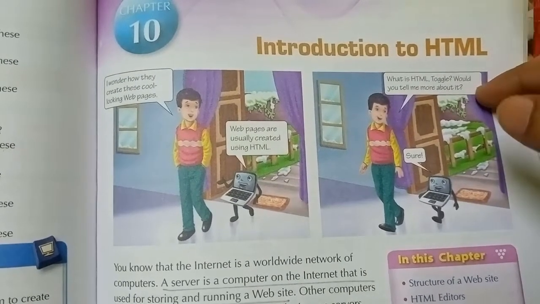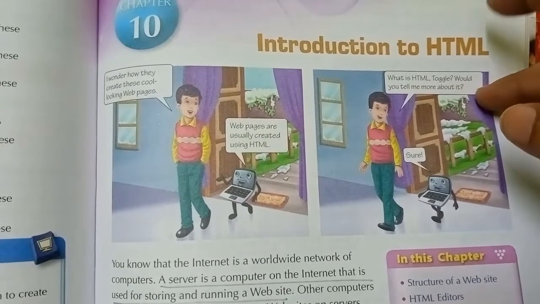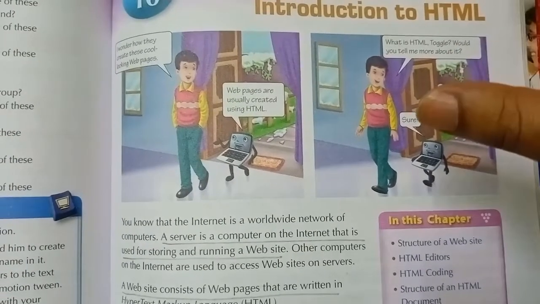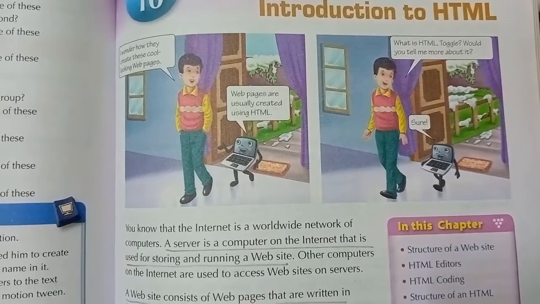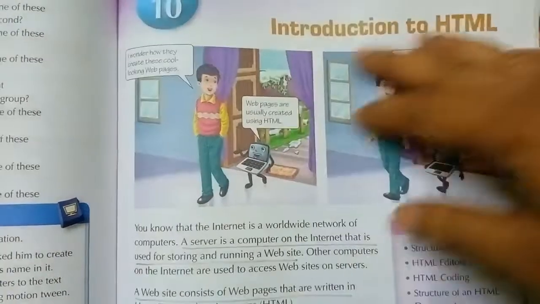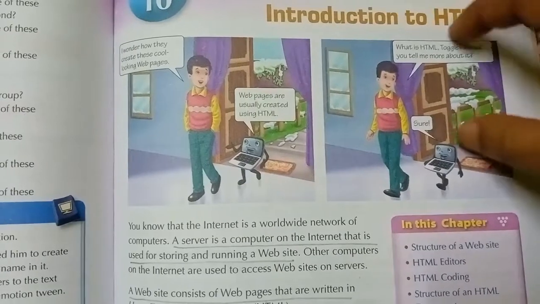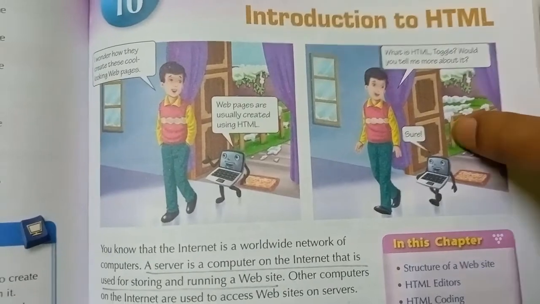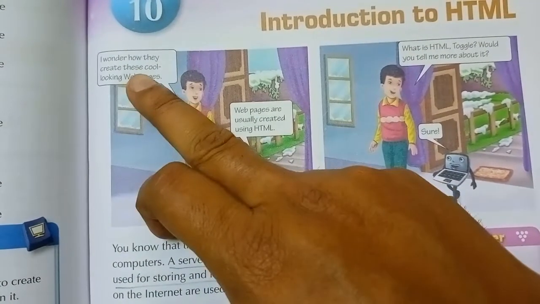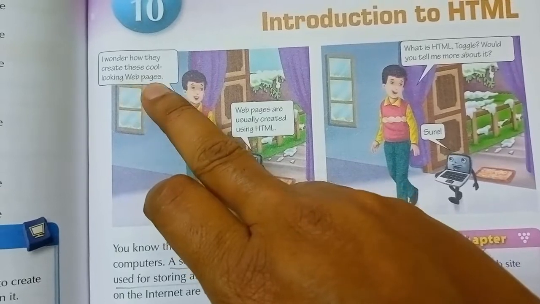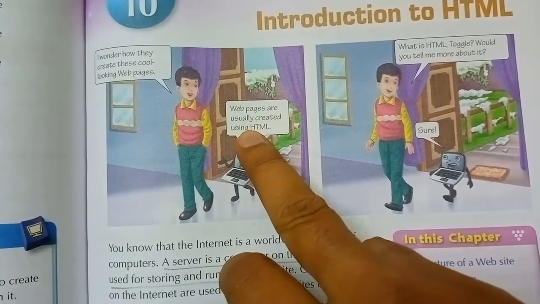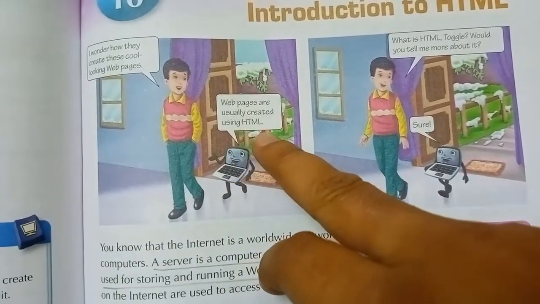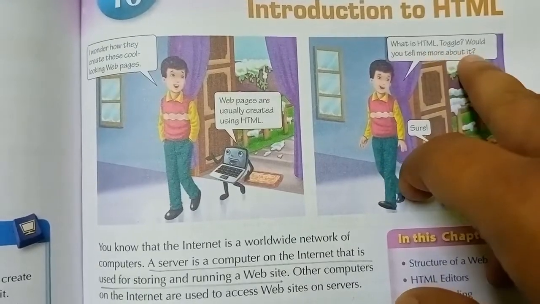So when you use the internet, you go to any website. Okay, then inside the website there are many web pages. So now the question is how these web pages are created, how these websites are created. Okay, so these web pages are created by using HTML. So this boy is asking, I wonder how they create these cool looking web pages. Web pages are usually created using HTML. So now you got the answer. So websites are created by using HTML. So what is HTML? So you will learn it now here.